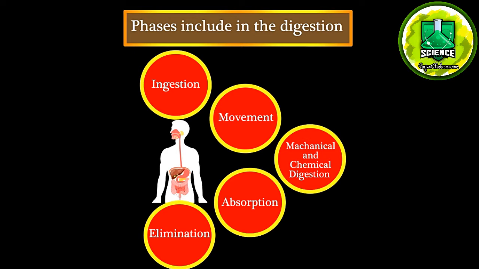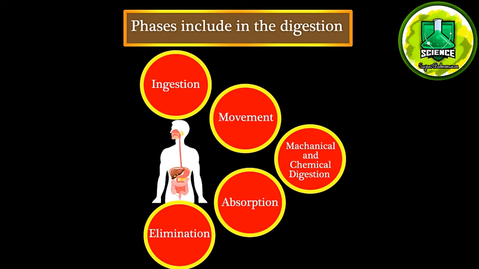First one is ingestion. Ingestion means taking food into the mouth. Next one is movement of food. It is carried out by the muscular walls of the digestive system.